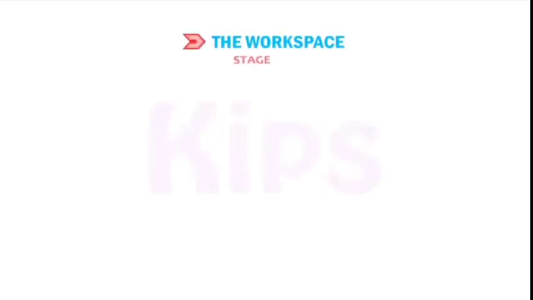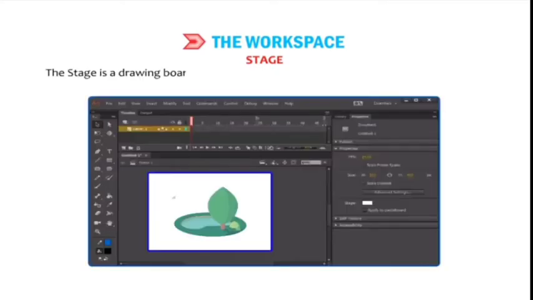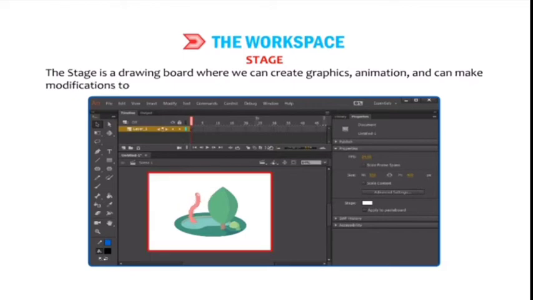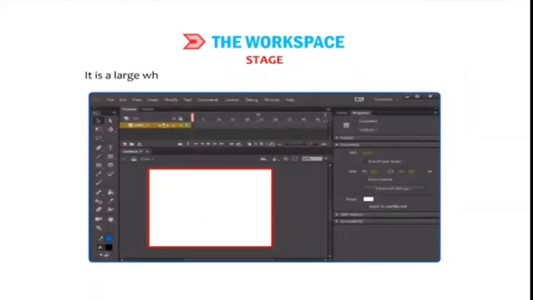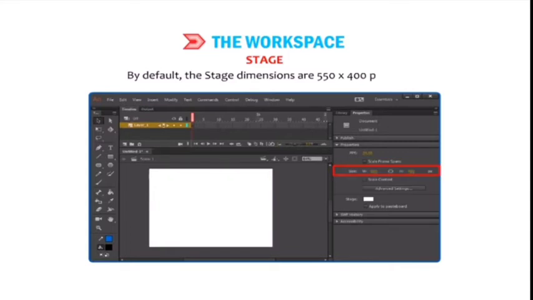Students, let's have a discussion. Animate versus Paint. Stage. The stage is a drawing board where we can create graphics, animation, and can make modifications too. It is a large white space that is present at the center of the workspace. By default, the stage dimensions are 550 into 400 pixels.